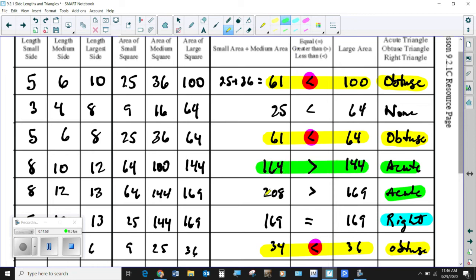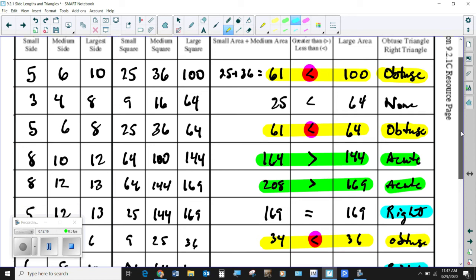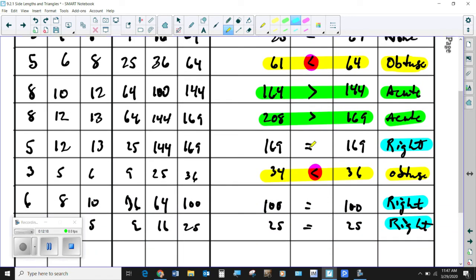Well, looks like every time you add the smaller area to the medium area, that ends up giving you a larger combined area than the total area of the largest. And what do all the rights have in common? Well, looky there.